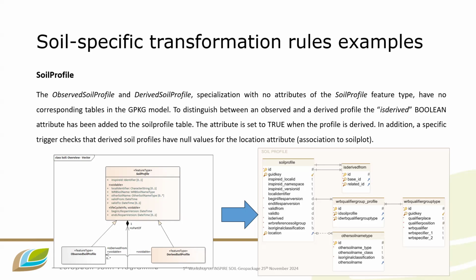And do you remember I said that to validate the content of the GeoPackage, triggers can be used. In this case, we added a specific trigger, checking that derived soil profiles have null values for the location attribute. This is because only the observed soil profile can be associated to the soil plot, because the soil plot is the physical location of the observation.